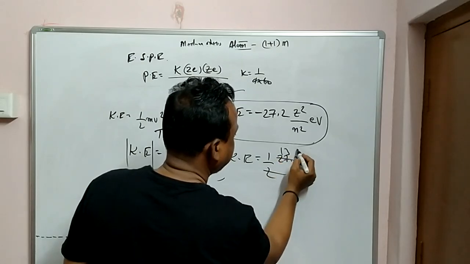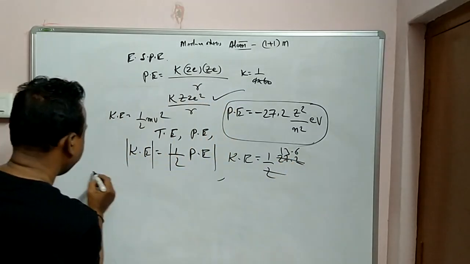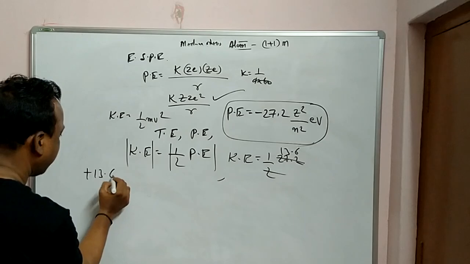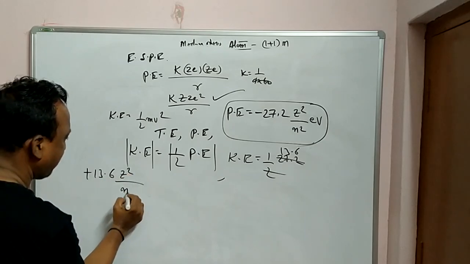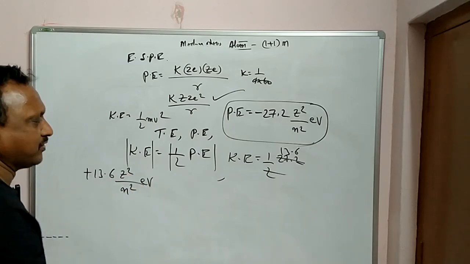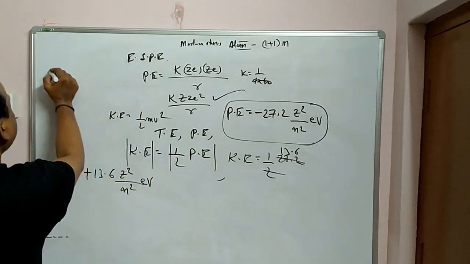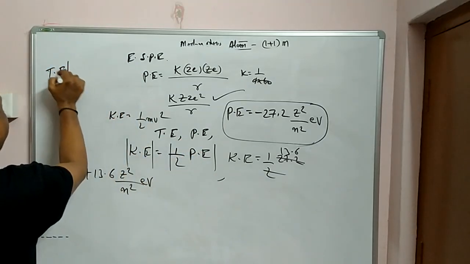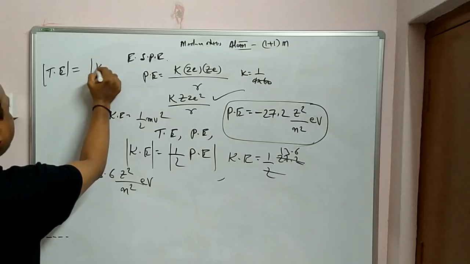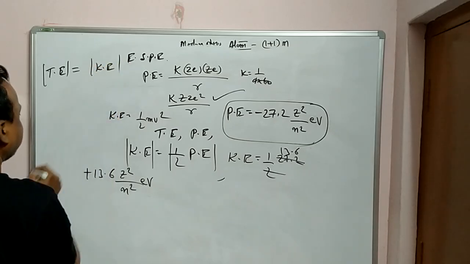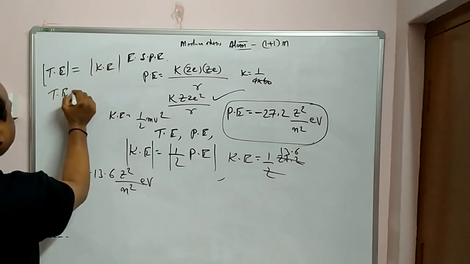2 13s are 26, 6 is 13.6, and it is 13.6 Z square by n square electron volts. This is the kinetic energy. Now again total energy. See, total energy magnitude is equal to magnitude of kinetic energy. So what is the total energy magnitude?